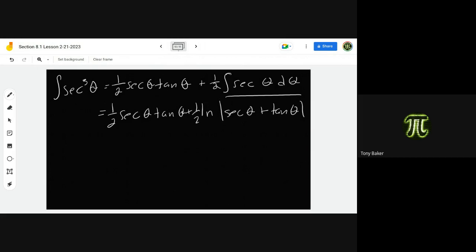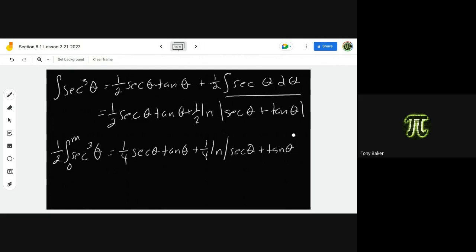All right. So my original problem was 1/2 the integral of secant to the third theta, from 0 to m. Correct? Okay. So my answer to this, before I go through and do all the work out, is 1/4 secant theta tangent theta plus 1/4 ln secant theta plus tangent theta, all evaluated from 0 to m.